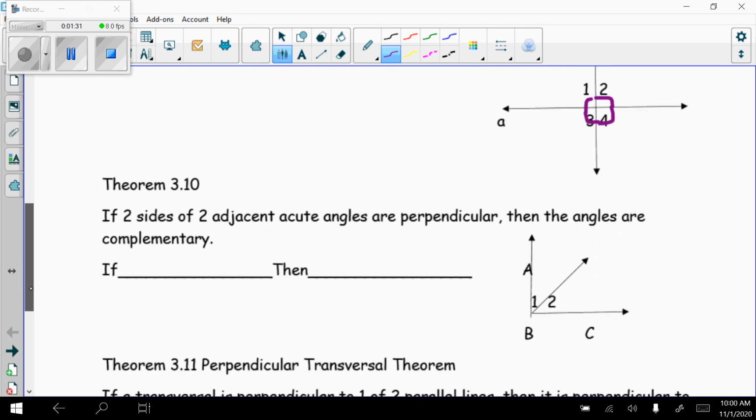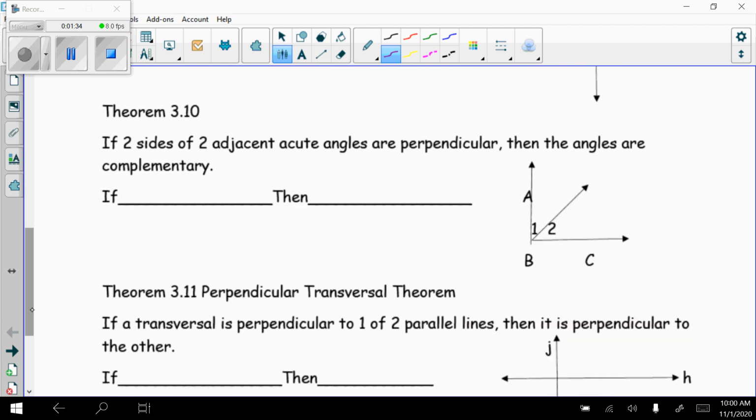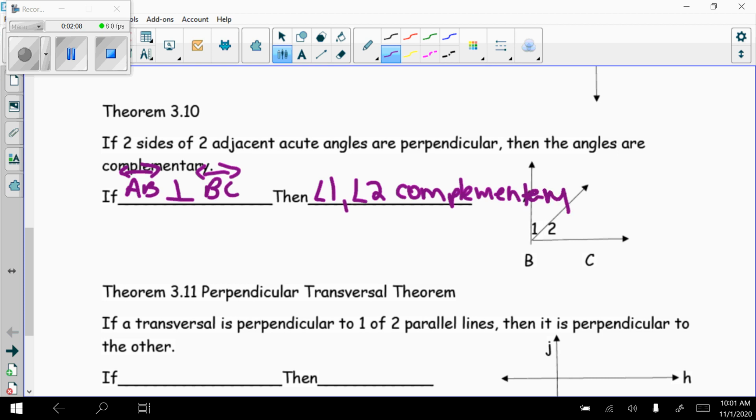Our next theorem, theorem 3.10, if two sides of two adjacent acute angles are perpendicular, then the angles are complementary. Remember, acute means that they are less than 90 degrees. So in this picture, we could say if line AB is perpendicular to line BC, then our two angles in the picture, angle 1 and angle 2, are complementary, which remember means that they would add together to equal 90 degrees. So we would have a little square there.